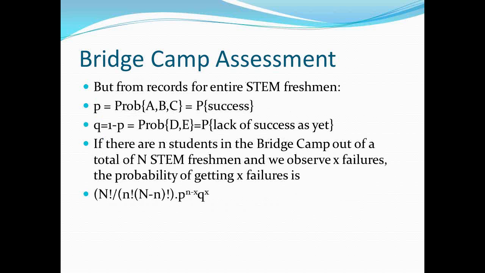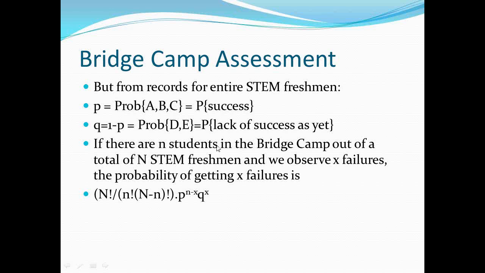Okay, but we tried to look at this in a slightly different way. From our historical records from the Institutional Research Office, for the entire set of STEM freshmen, we can find the probability that a student gets an A, B, or C, which we call the probability of success, and the probability that a student gets a D or E, which is the probability of lack of success as yet. We have little n students in the bridge camp.